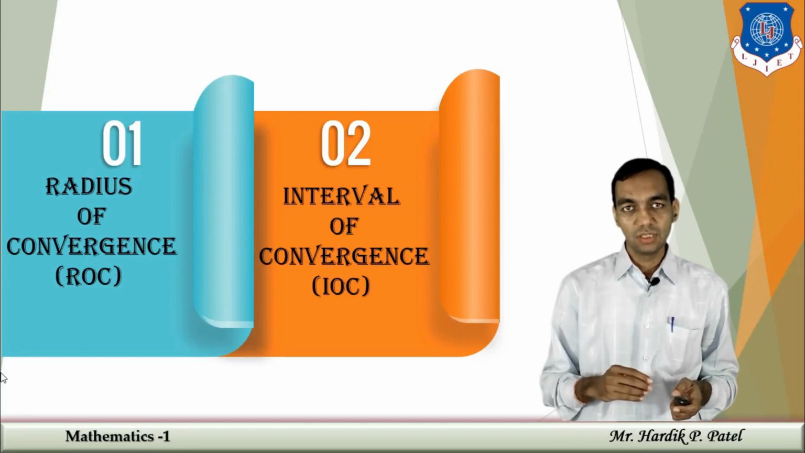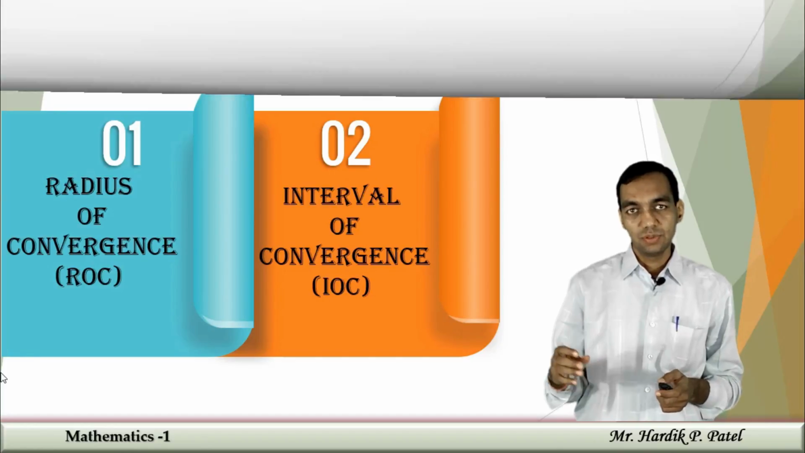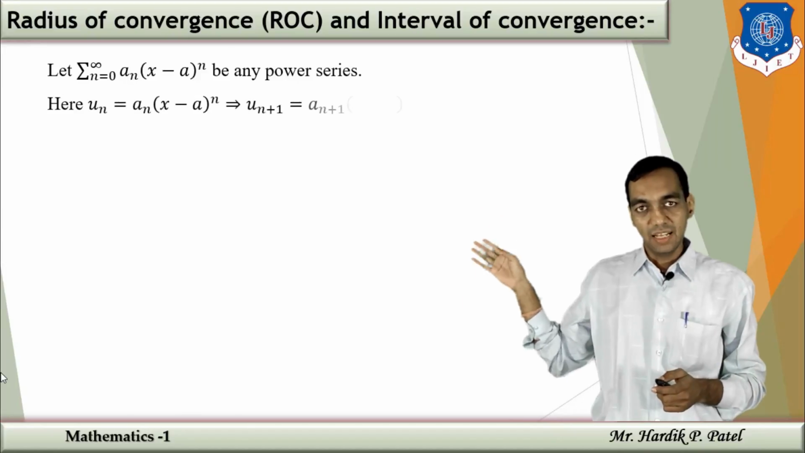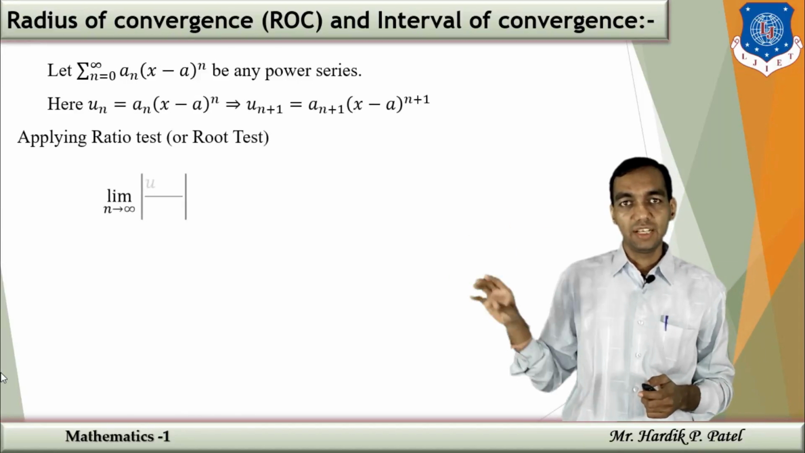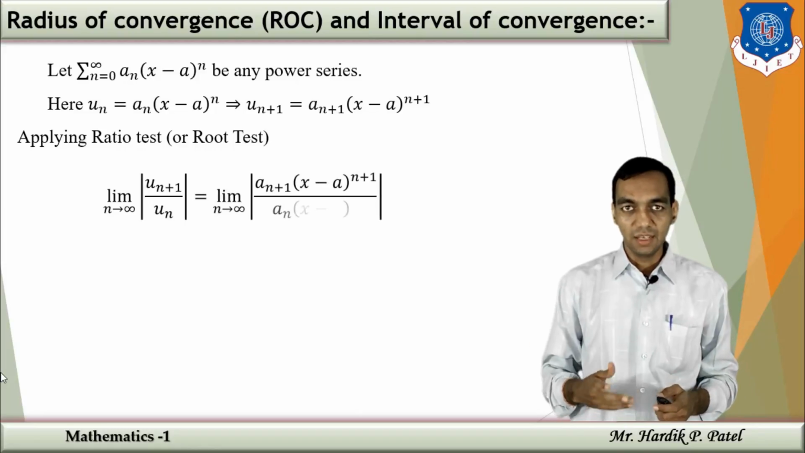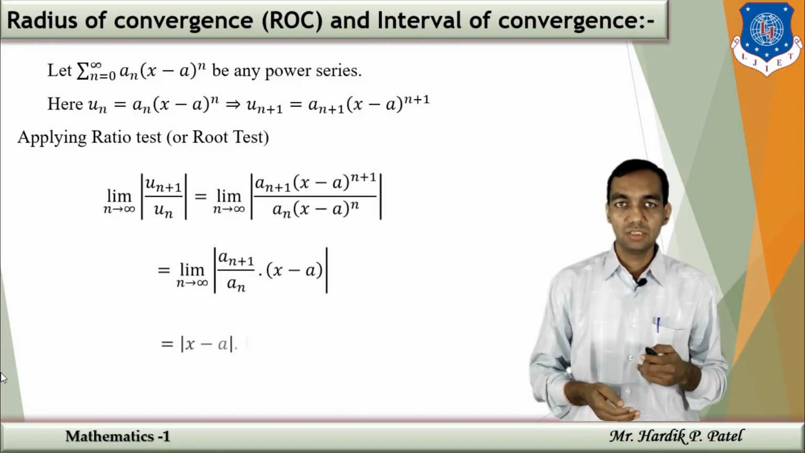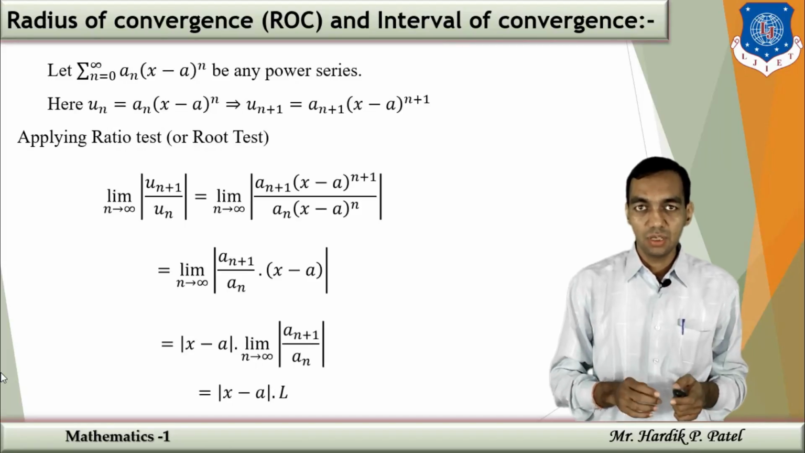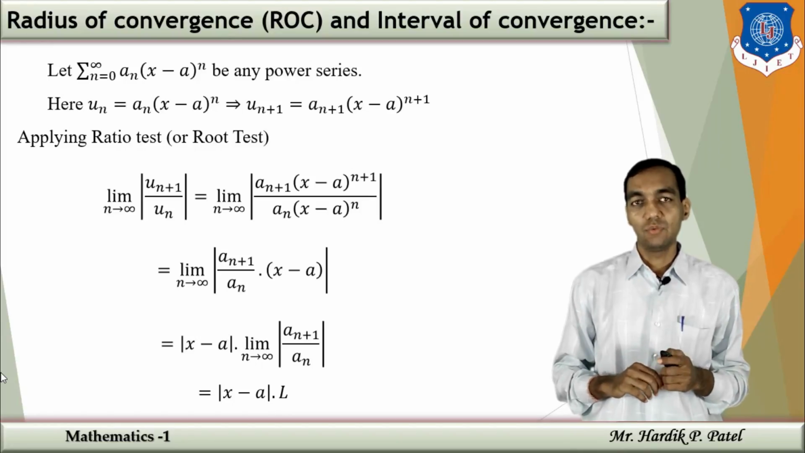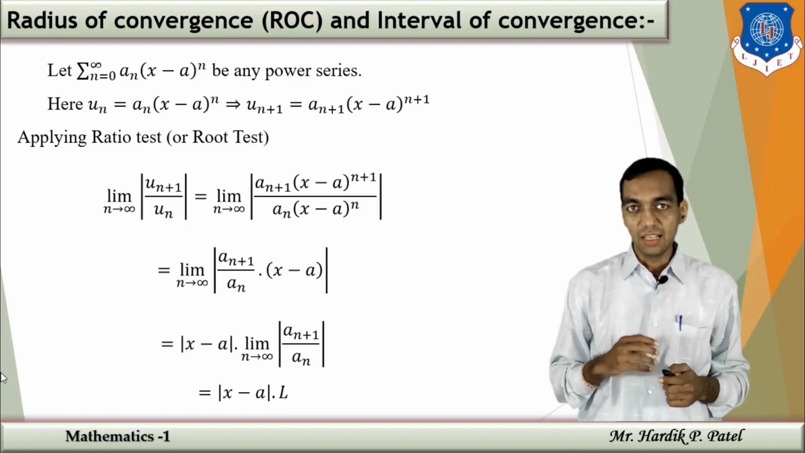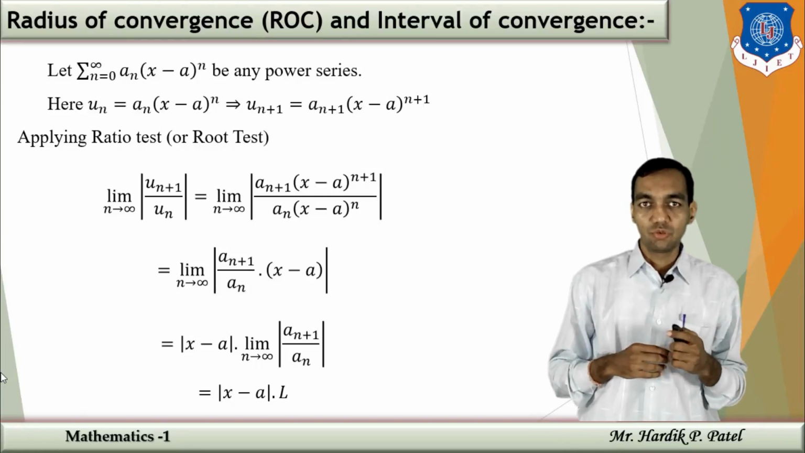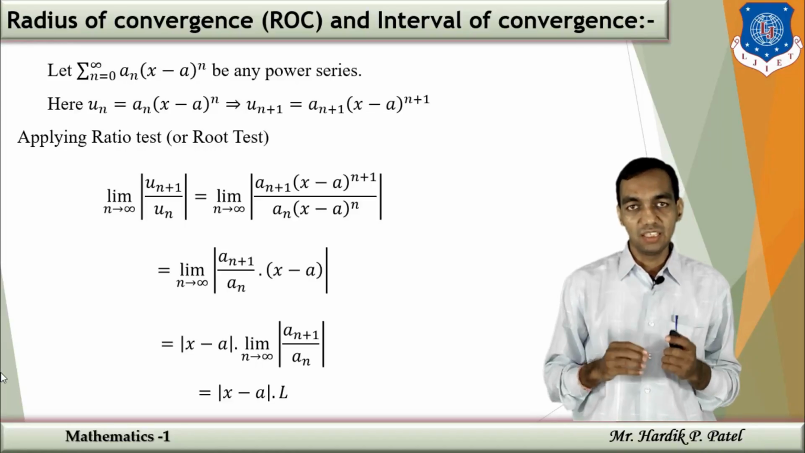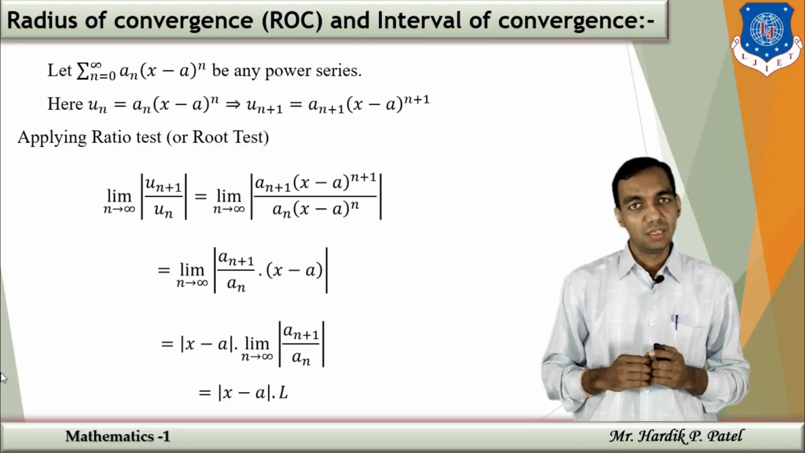Now for that, suppose sigma un is any power series, where n is running from 0 to infinity, an into x minus a raised to n. Then we start with either a root test or a ratio test. You can use either of them. Since we are not aware of the value of an or the value of x minus a, either it is positive or it is negative, these two tests are applicable for only and only positive term series. That's why we are starting with the mod of them.